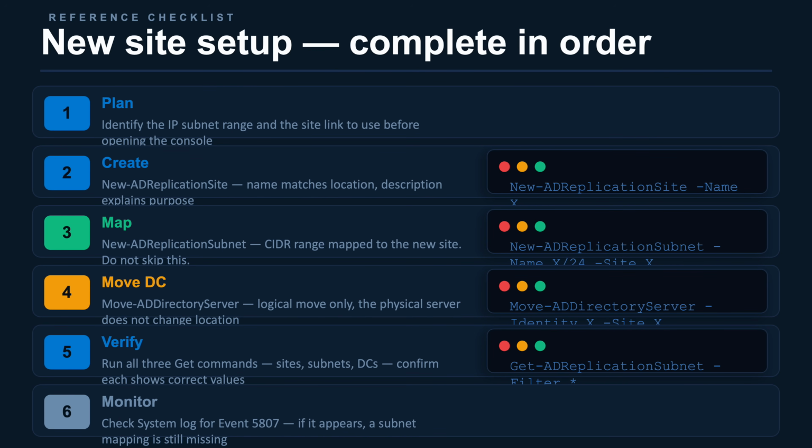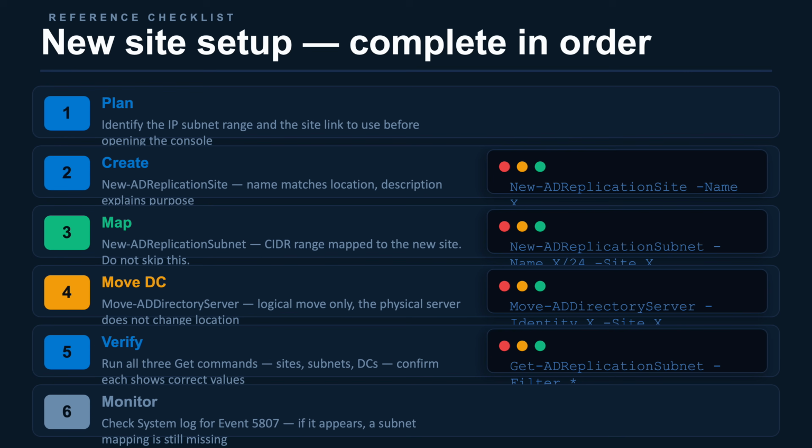Here's your reference for the next time you set up a site. First one is to plan before you open the console. Know the IP subnet range, know the site link you will use, know the DC you will move. 2 minutes of planning prevents the most common mistake.